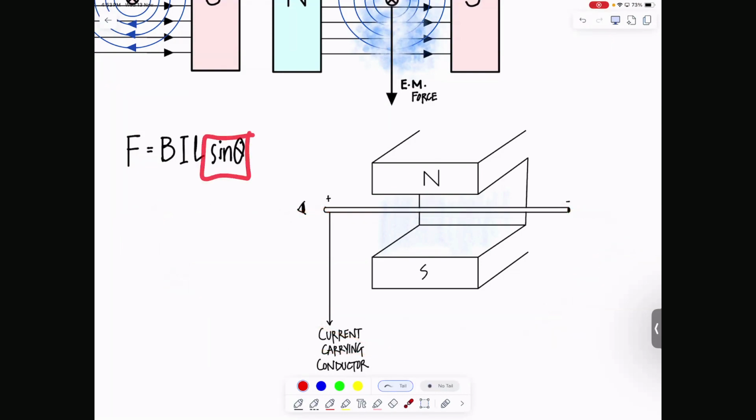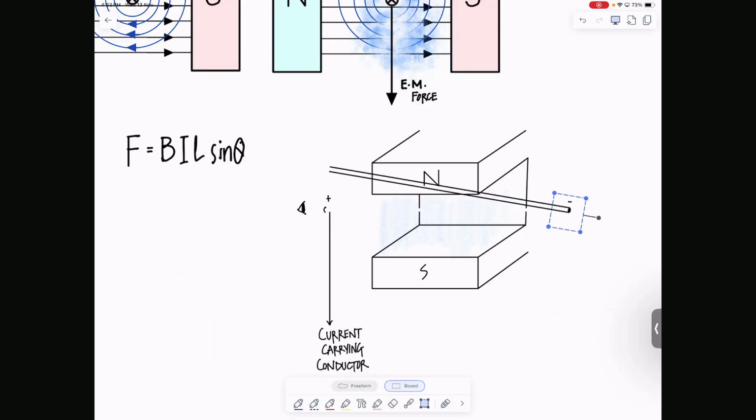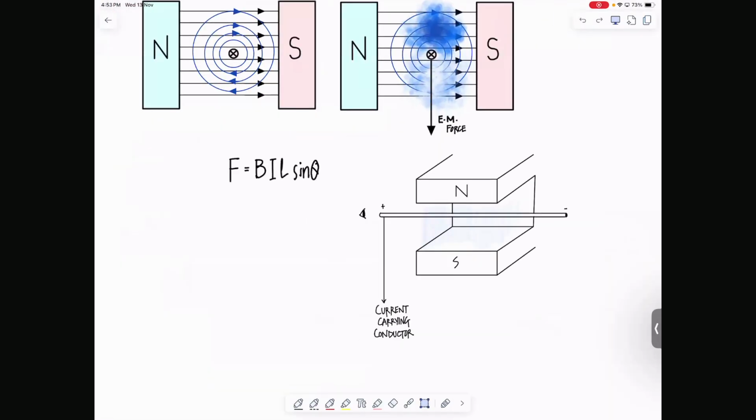Sin theta টা কোথা থেকে আসছে? So sin theta here now tells you that your current, or your wire, can be at an angle. And still, what can it experience? Force. It's just going to experience a little less force, because of components, right? So I'm going to explain what I'm trying to show here.